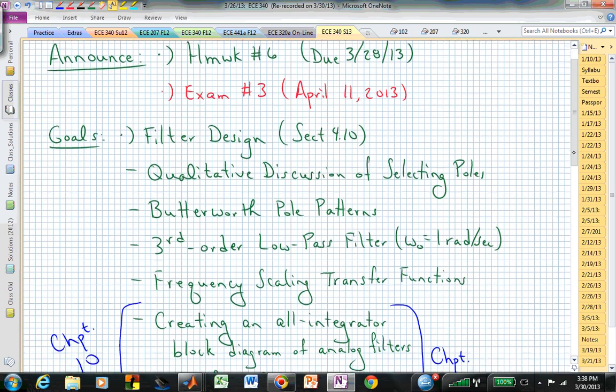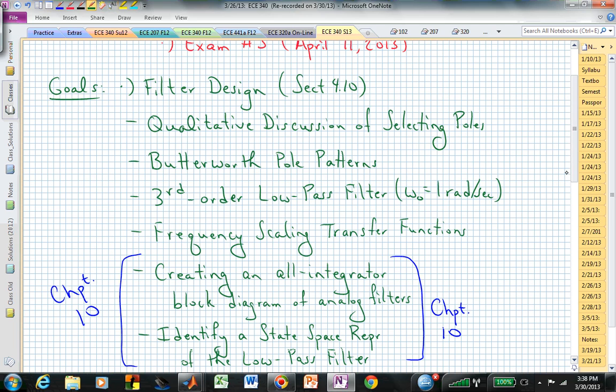The first thing that we will talk about is the qualitative idea or concept behind poles, and where we locate those poles in a low-pass transfer function, or in a low-pass filter transfer function. And then we will look at a particular pattern, which is a Butterworth pole pattern, and that actually provides us with a maximally flat magnitude response. And we'll work through an example, that being a third-order low-pass filter.